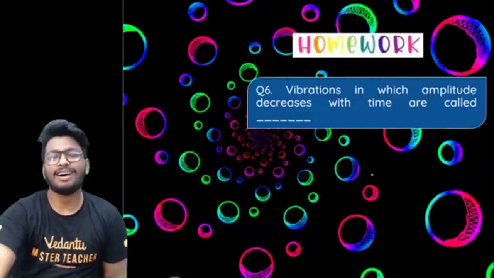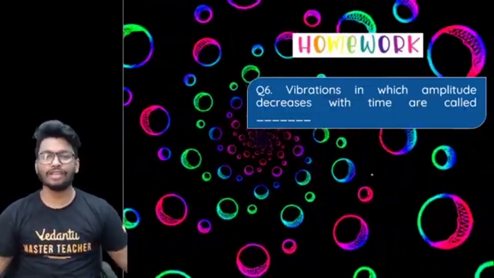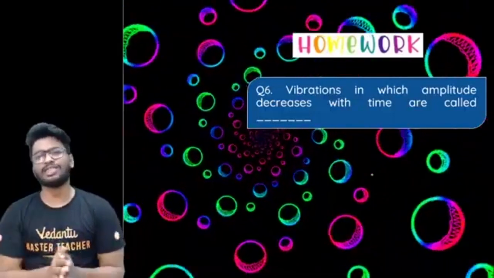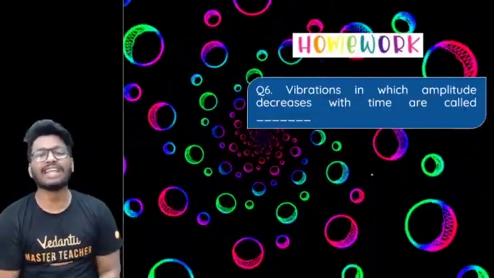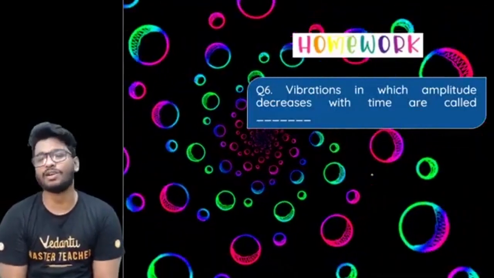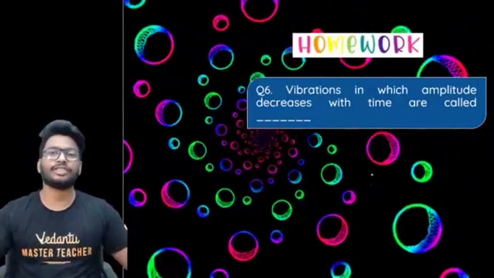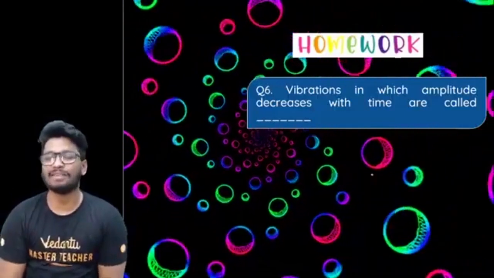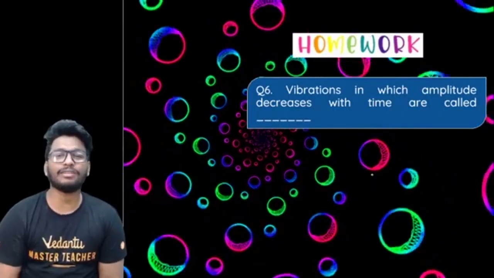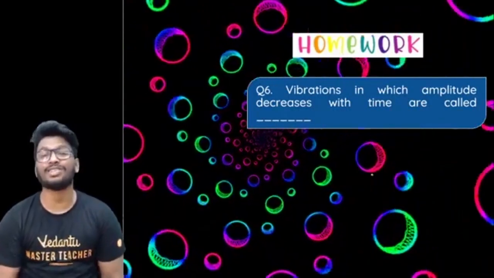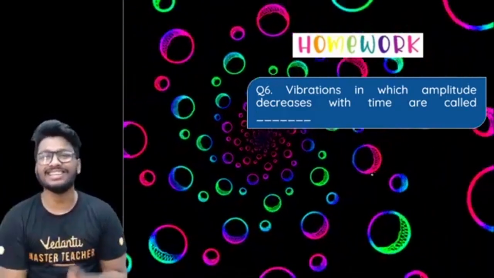Moving on to the homework question for today, people. I hope you enjoyed today's session. This is your last question for today. Vibrations in which amplitude decreases with time are called as dash. Let me know what is the answer in the chat box, people. Once again, the vibrations in which amplitude decreases with time are called as dash. Let me know the answer in the comment section below.